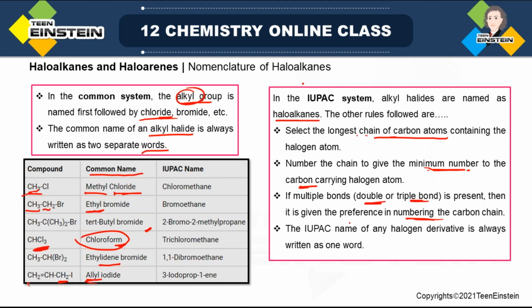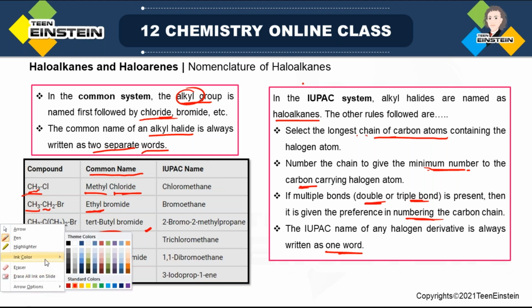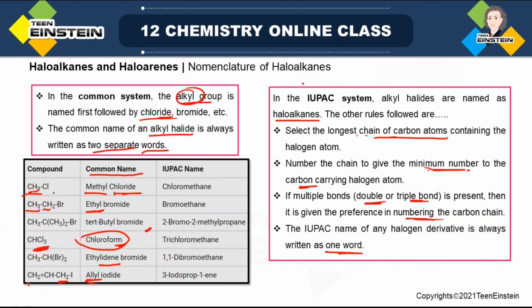Okay. And the IUPAC name of any halogen derivative is always written as one word. So in the previous case, what you have seen, it is two separate words, but now it is different. It should be written as one word. So now we will see all the IUPAC names of the same molecules.